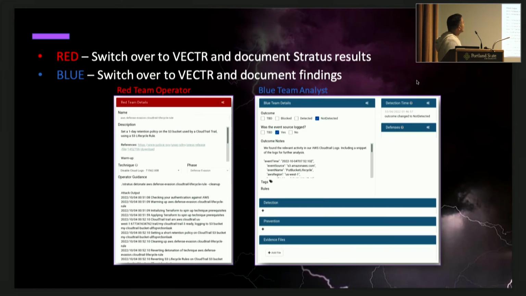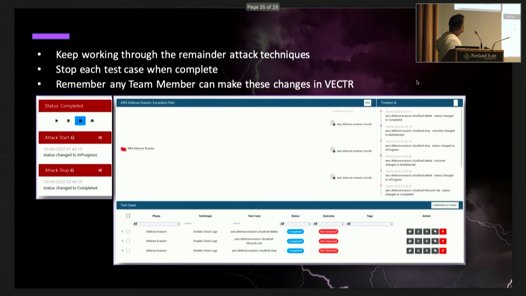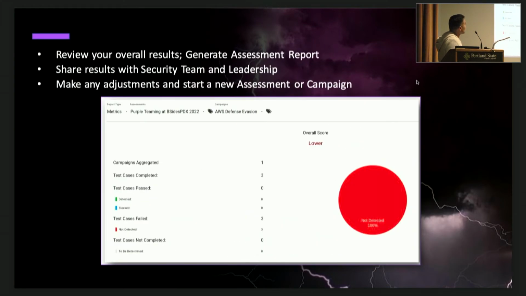So here I walk through some of the steps that you could have your red team and your blue team go through as part of the exercise. One of the cool things about VECTR is once you get done with your test cases, you get this nice little report with pie charts and graphs that can help your executives or your leadership tell what your progress is, how the team's improving running these exercises. Right here we failed. I ran 3 test cases and none of them were detected.